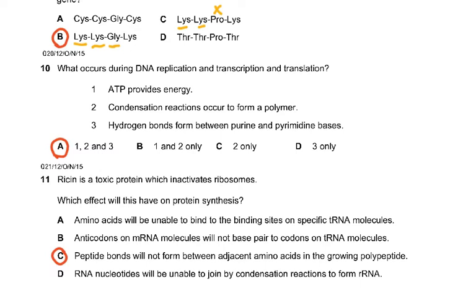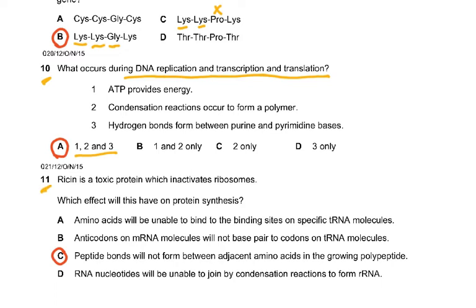Then question number 10, what occurs during DNA replication and transcription and translation? ATP provides energy, yes. Condensation reactions occur to form a polymer, yes. Hydrogen bonds form between purine and pyrimidine, yes. All three of them, 1, 2 and 3. If you are stuck with this, you need to revise DNA replication, transcription and translation. Go through the videos on this chapter.